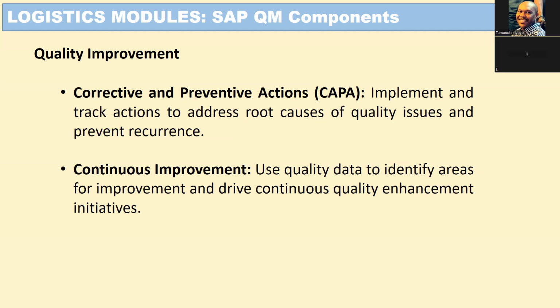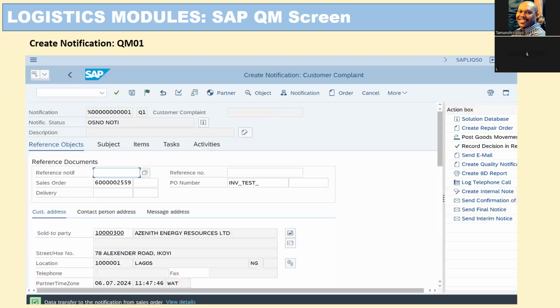We also have continuous improvement under quality improvement, where you use quality data to identify areas for improvement and drive continuous quality and enhancement initiatives. So I said earlier, we're going to be talking about the quality notification. For instance, you have delivered a particular product to a customer. However, he has said, "Oh, I'm sorry, this product you delivered to me is defective."